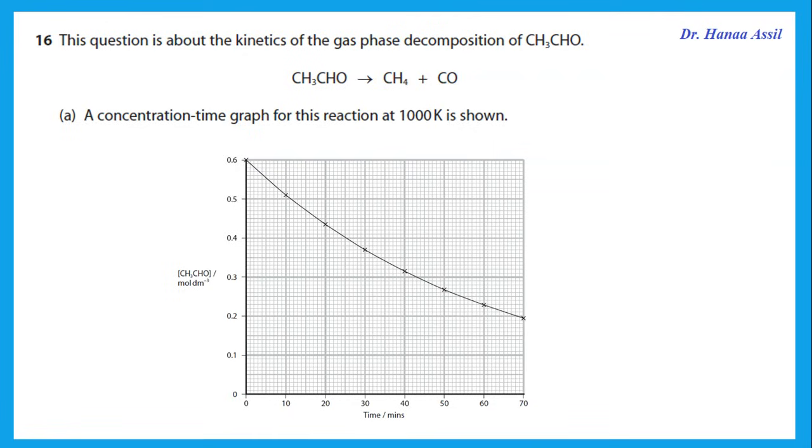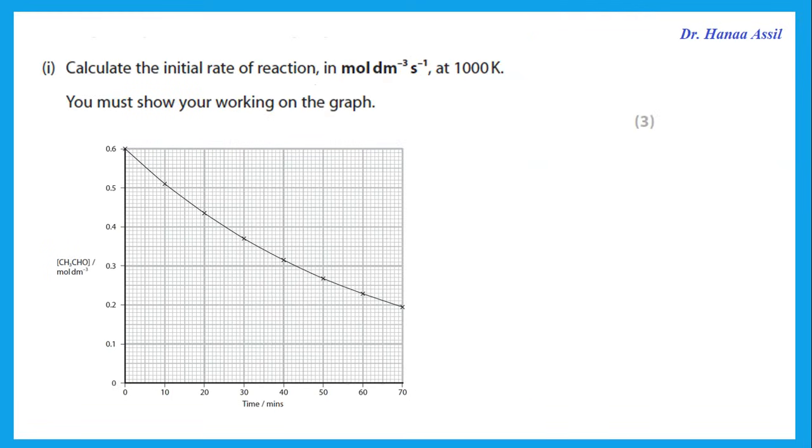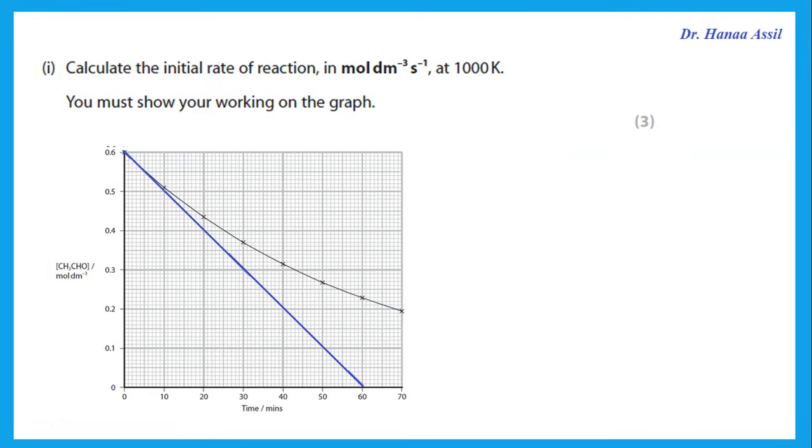This question is about kinetics of the gas phase decomposition of ethanol. So ethanol breaking up to methane and carbon monoxide. Concentration time graph for this reaction is shown. Calculate the initial rate of this reaction. Remember, when we calculate the rate from a concentration time graph, we draw a tangent at the time we're being asked. So here we're talking about initial rate.